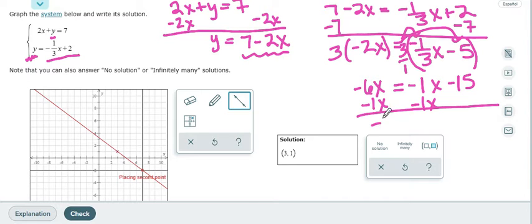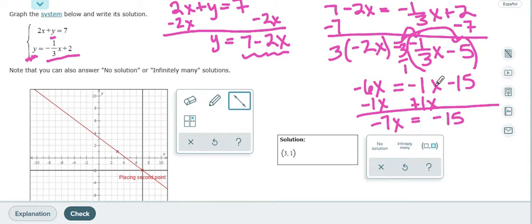And then negative 7x equals, let's see, negative 15. Ooh, I must have done something wrong. Let's see, 3 times negative 2 is negative 6x. Oh, this is what I did wrong.